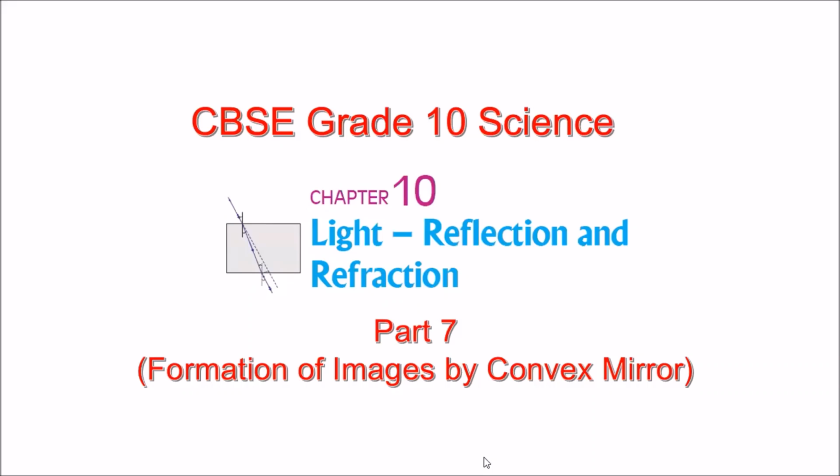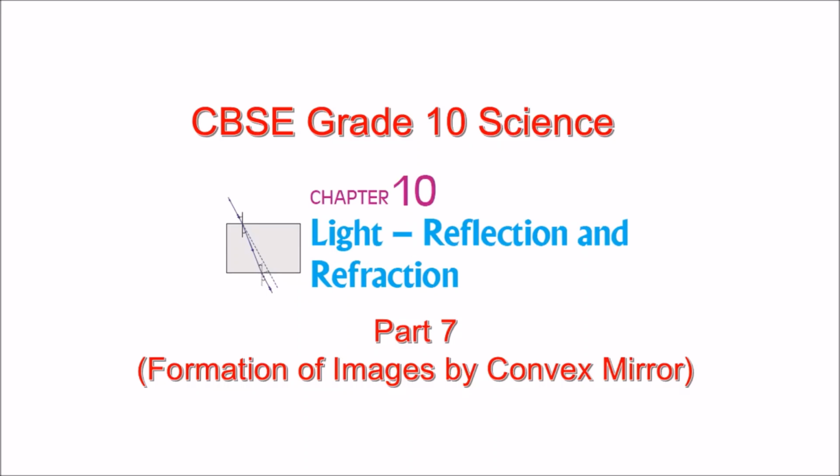So hello everyone, we are here back again with part 7 of the chapter Light Reflection and Refraction. In part 6, we discussed the rules for formation of images by convex mirror. Now, after learning those rules, by keeping them in mind, we will go ahead with the ray diagram and understand how we can obtain the images by convex mirror.